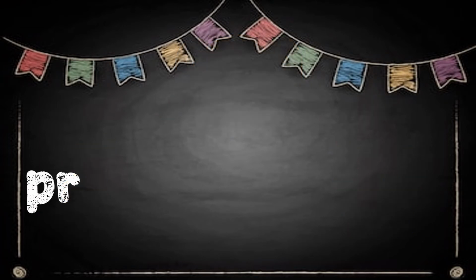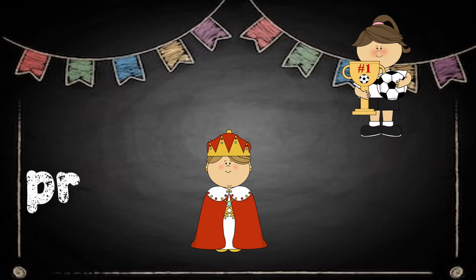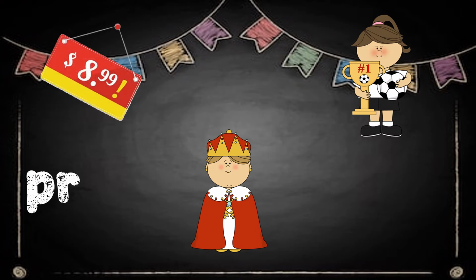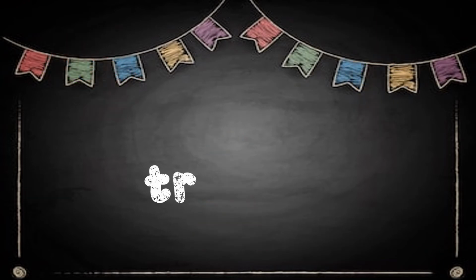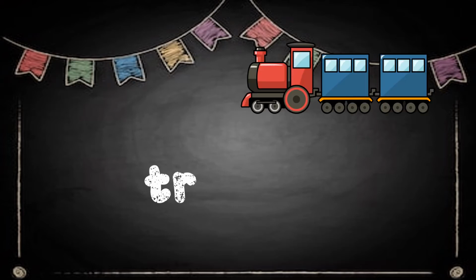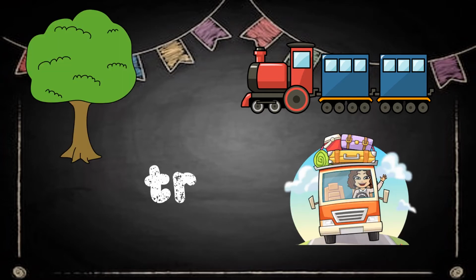Or PR, purr. We find it in the initial position of words such as prince, prize, price. Or TR, tur. We find it in the initial position of words such as train, trip, tree.